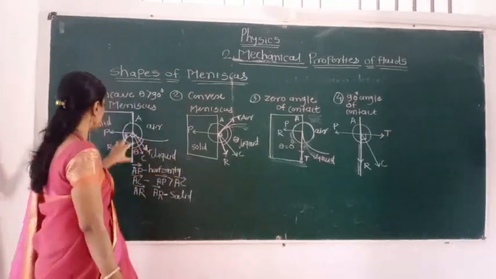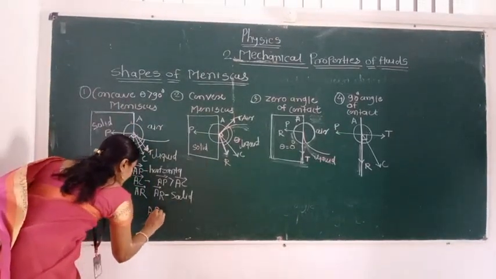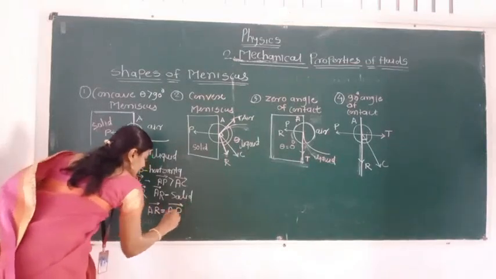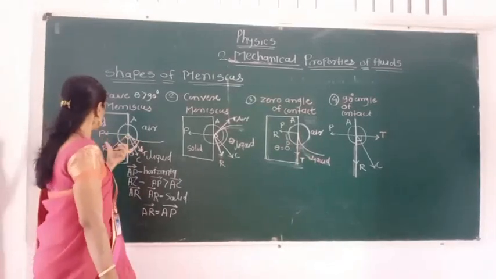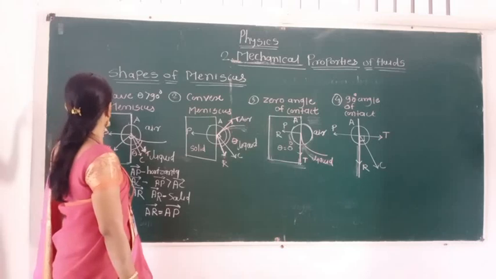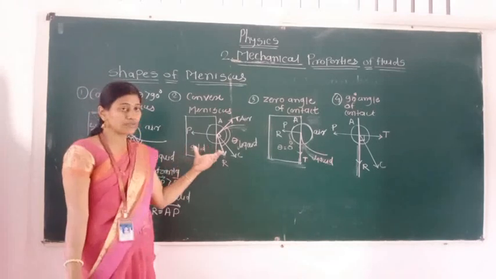So in this case we can say the resultant force is equal to the adhesive force. That resultant force is directed inside the solid. So this type of liquid is going to wet the solid. So this is the first type of meniscus, the concave meniscus. Let me move toward the next.